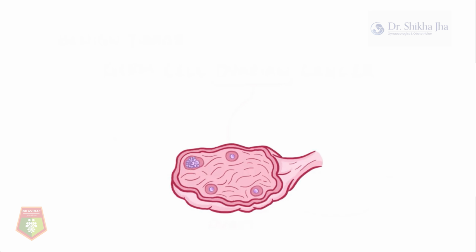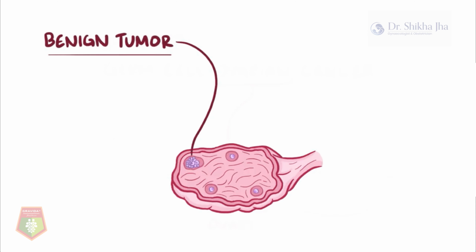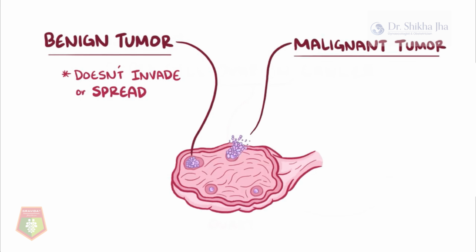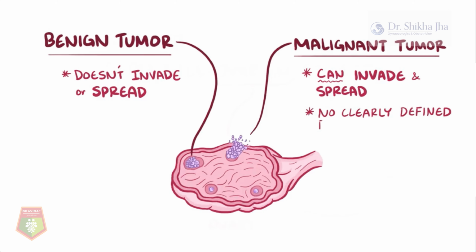Now, if those germ cells in the ovaries start to divide uncontrollably, it can either form a benign tumor, which means that it doesn't invade nearby tissue or spread to other parts of the body, or it can be a malignant tumor, which means that it can both invade and spread to other tissues. Compared with benign tumor cells, malignant tumor cells have key features like not having a clearly defined border or slightly less organized nuclei. Now, there are 4 types of germ cell tumors, and each type is named after the type of cell that these pluripotent germ cells develop into.